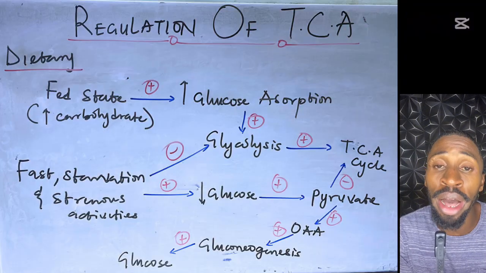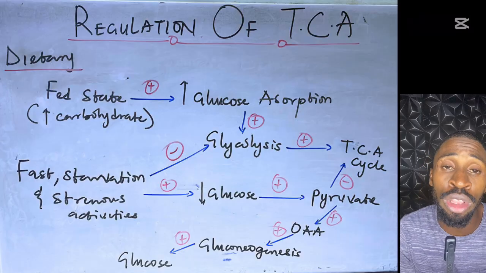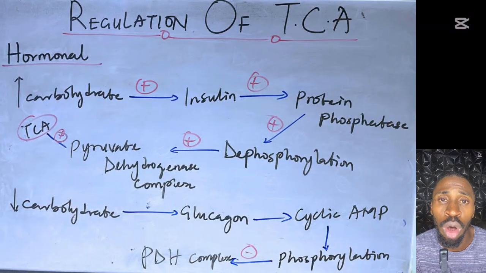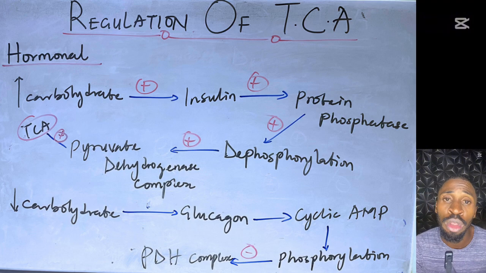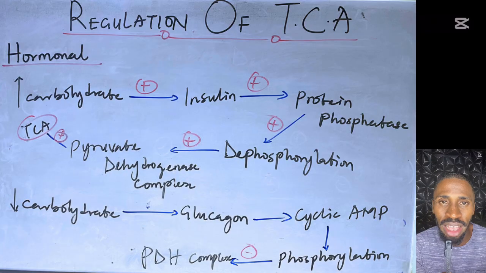In the fed state, with an increase in carbohydrate, what happens? It favors what? The TCA cycle. Hormonally too, when there is an increase in carbohydrate food, what happens? We stimulate insulin from the beta cells of the islets of Langerhans.